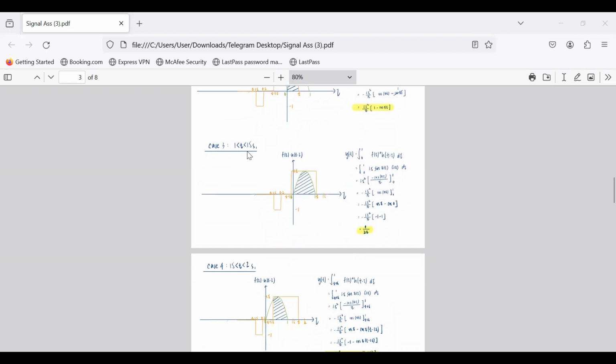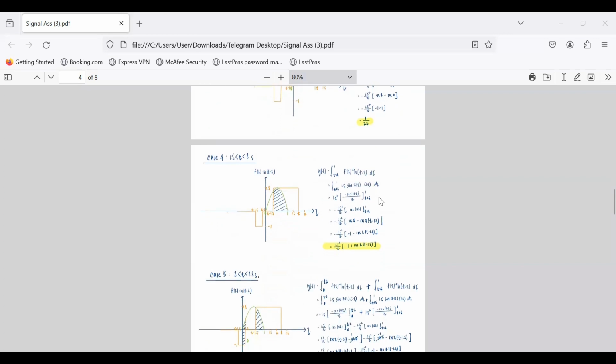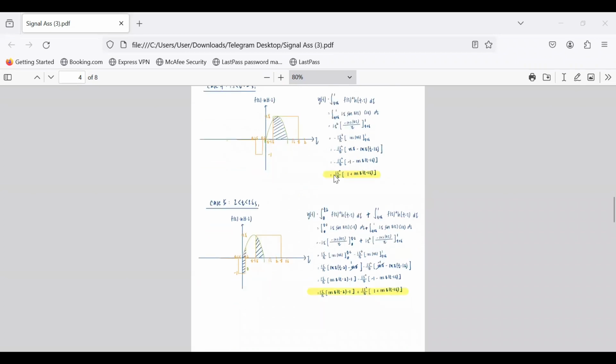Next is case 3. The time interval is between 1 and 1.5, and we can see the overlap is between 1 and 0. So we can also use the integration to find our yt. So it is 9 over 2 pi. Next is case 4. We can see that our ht minus tau graph is always shifting towards the right, and the overlap is between 1 and t minus 1.5. We also get the yt by using the integration formula.